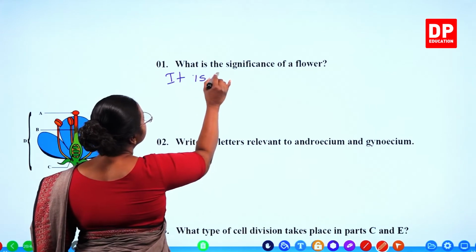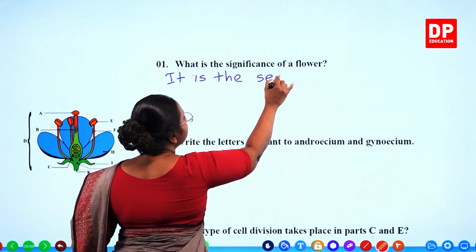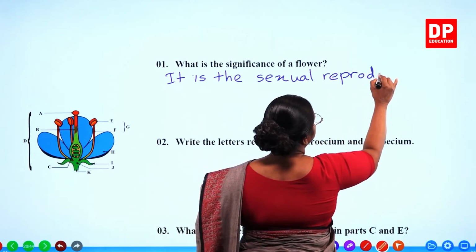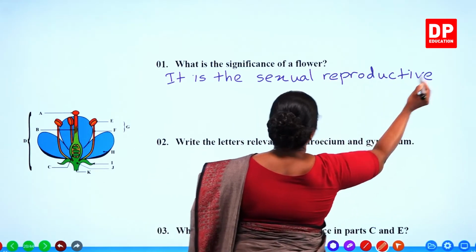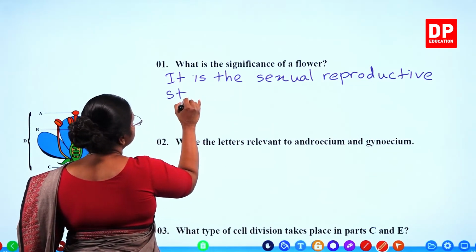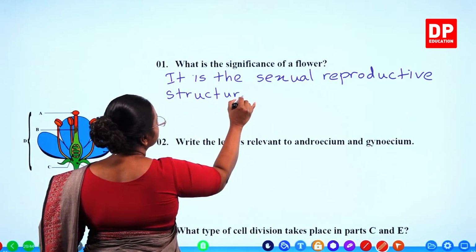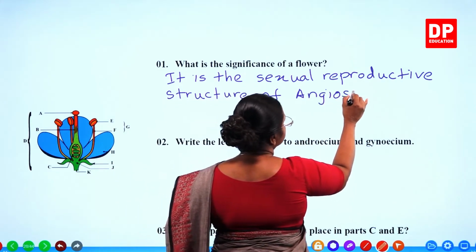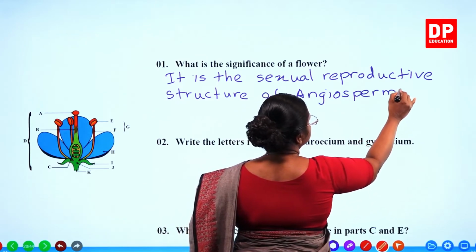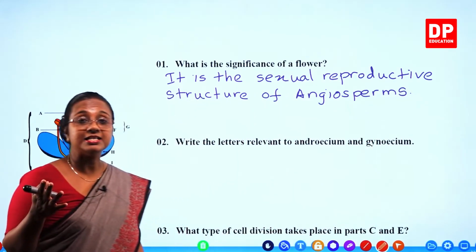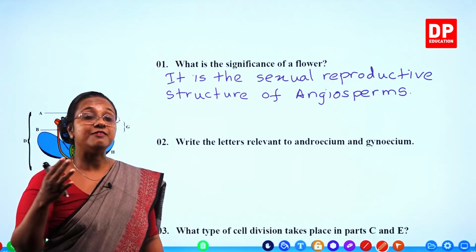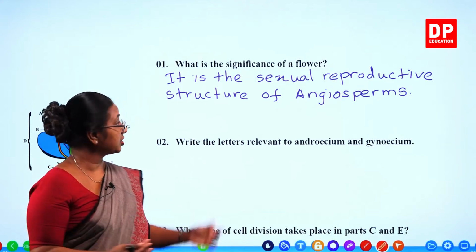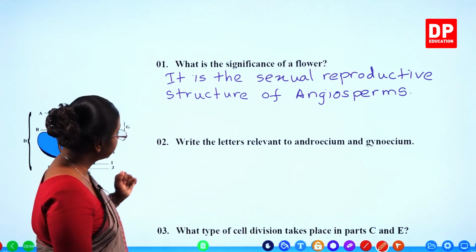It is the sexual reproductive structure of angiosperms. Or you can also write the answer as it contains both the male and female reproductive structures. Therefore, it is important for the sexual reproduction of plants or angiosperms.